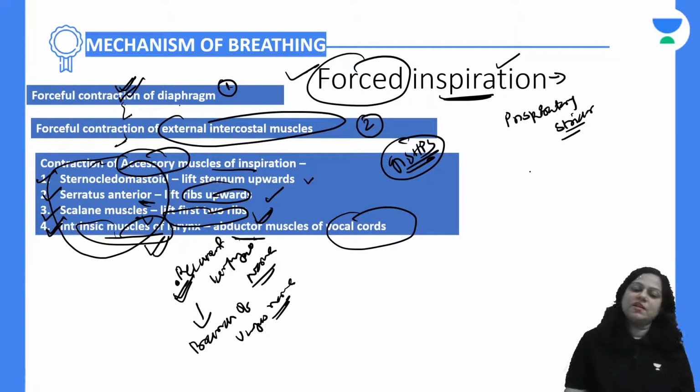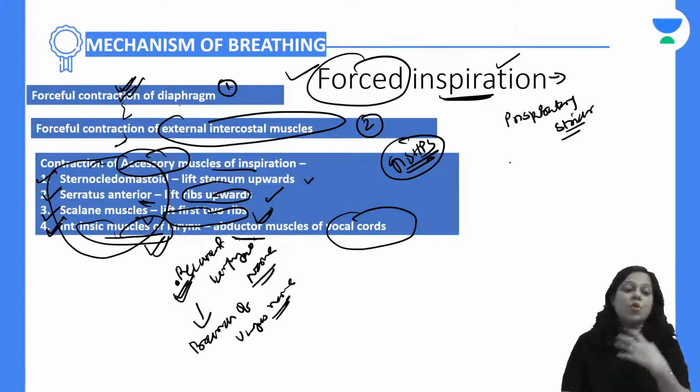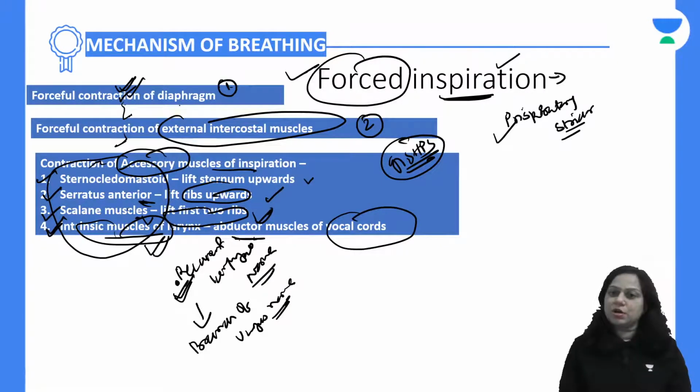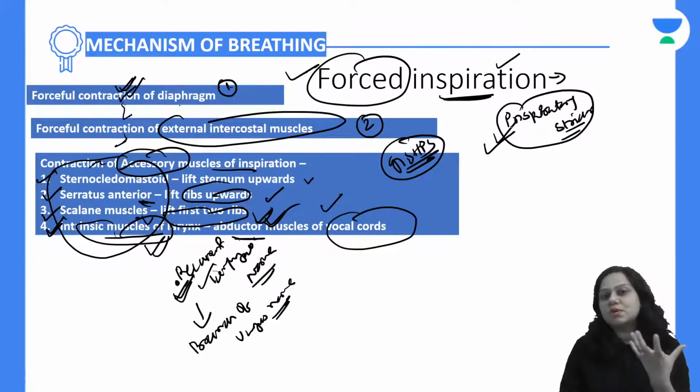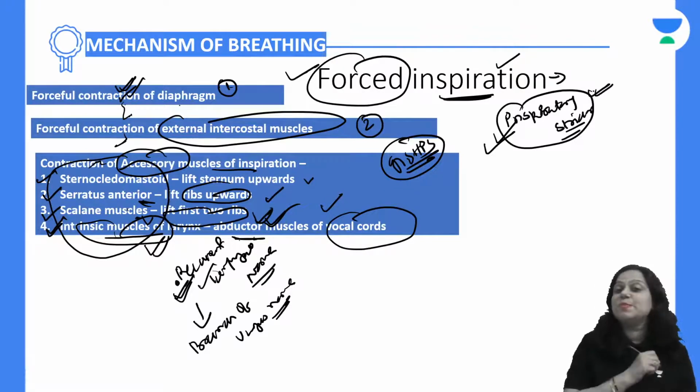Inspiratory stridor means inspiration with a loud sound. Paralysis of the recurrent laryngeal nerve will cause inspiratory stridor. That is because of paralysis of the intrinsic muscles of the larynx. The abductor muscles of the vocal cord will get paralyzed if there is damage to the recurrent laryngeal nerve. So it will cause inspiration with a loud sound. That is called inspiratory stridor.